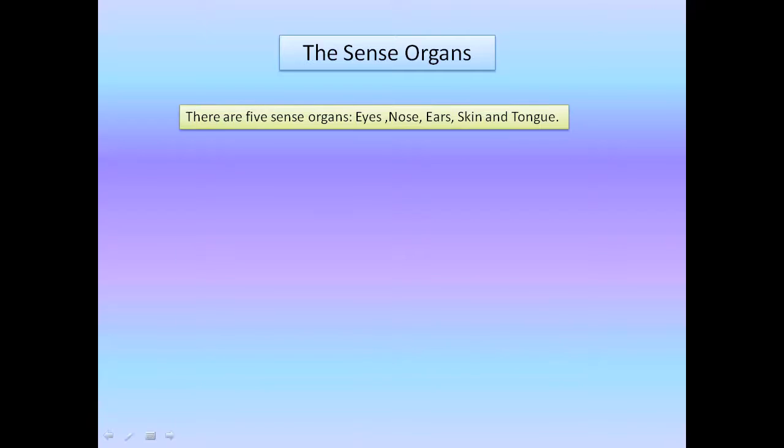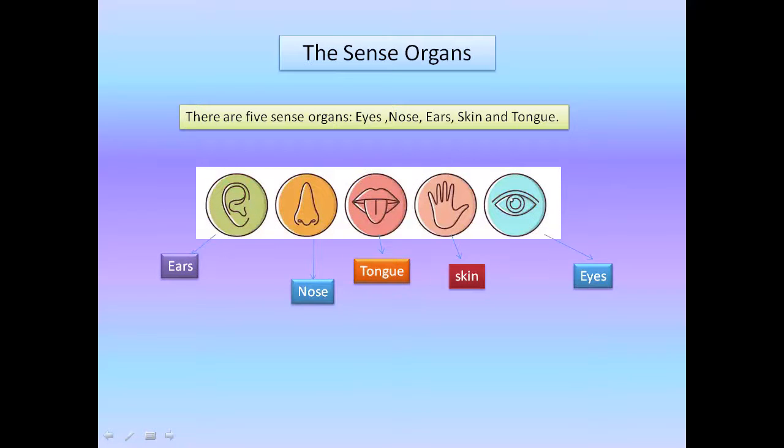So we all know what a sense organ is. Sense organs are the organs through which we can feel, smell, hear, etc. So there are a total of 5 sense organs, that is eyes, nose, ears, skin and tongue. And these 5 sense organs have different functions to do.